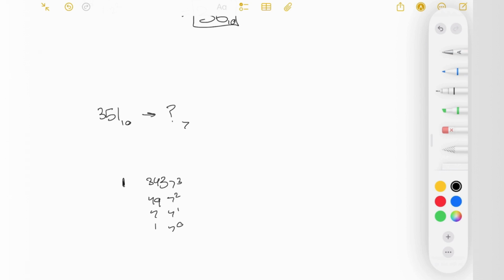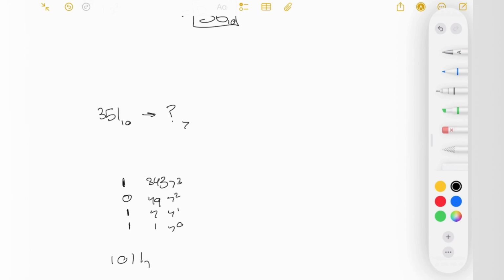Now, since we already have 1 343, we can't include a 49. So we have 0 49s. And now we have 1 7 and 1 1. So 351 in base 10 is 1 0 1 1 in base 7.